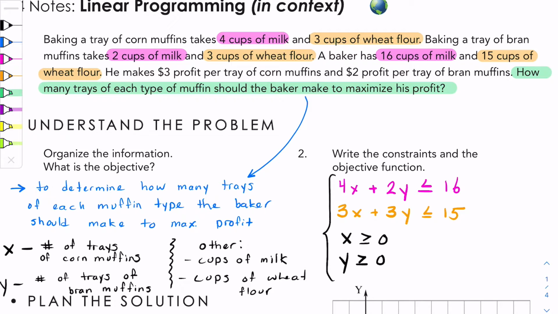Okay, so the objective function, let's see. This sentence right here talks about how much money he makes. When we first went over the vocab for linear programming, I told you the objective function is usually something to do with cost or profit. In this case, we're talking about profit. I'm going to write it as the profit is determined by he makes $3 per tray of corn muffins, so 3 times x, plus $2 profit per tray of bran muffins, so 2 times y. And this is your objective function.